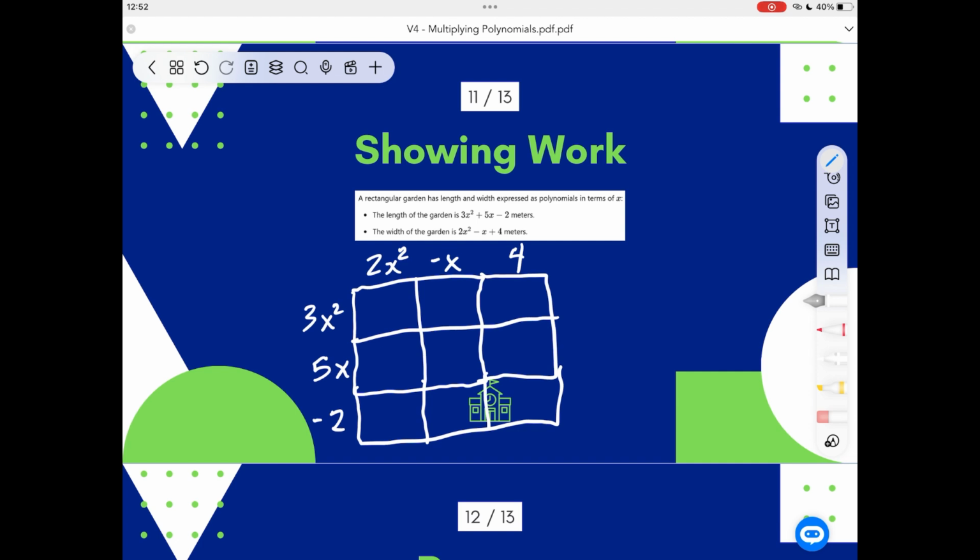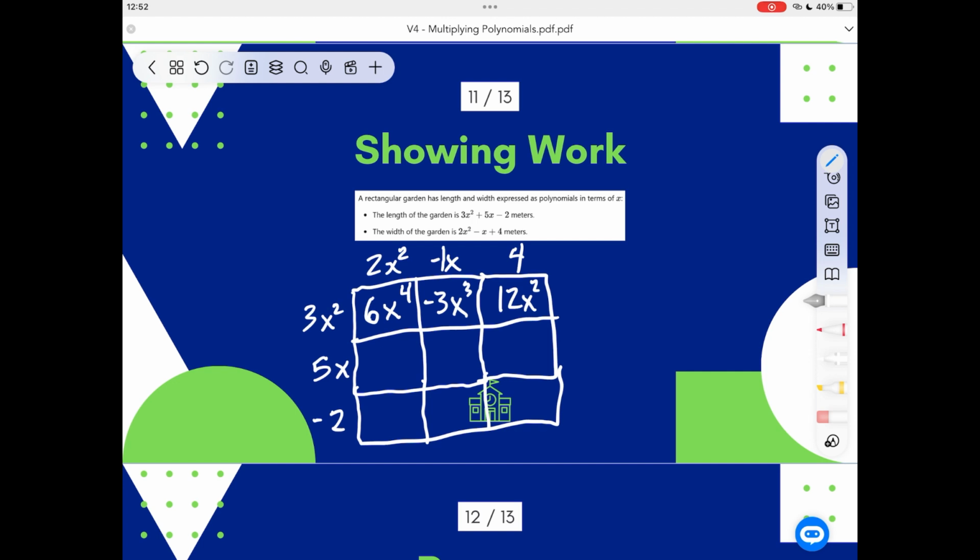So 3x squared times 2x squared. 3 times 2 makes 6. X squared times another x squared, that's a total of 4 x factors, so x to the 4th. 3x squared times negative x, that's basically negative 1x. When we multiply 3 times negative 1, that's negative 3. X squared times another x is x cubed. 3x squared times 4 makes 12x squared. Notice there's not another x, so the exponent stays a 2 here because we were just multiplying by a constant.